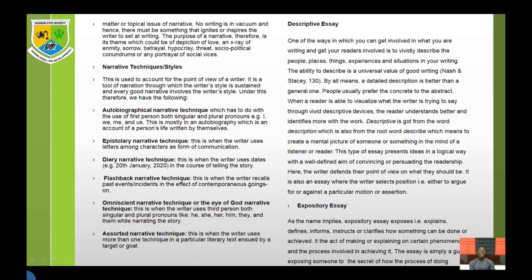So this is where you use autobiographical narrative technique. Then the next one is epistolary narrative technique. This is when the writer uses letters among characters as a form of communication.